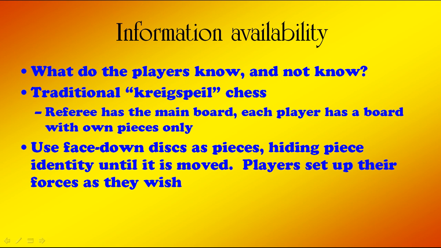Information availability is another structure. What do the players know and not know? In traditional chess, they know everything. Well, there's something that's existed a long time called Kriegspiel chess, where the referee has the main board and each player has a board with only his pieces, and the players move and the referee tells a player when his piece runs into another piece. So you're reducing greatly the amount of information each player has.